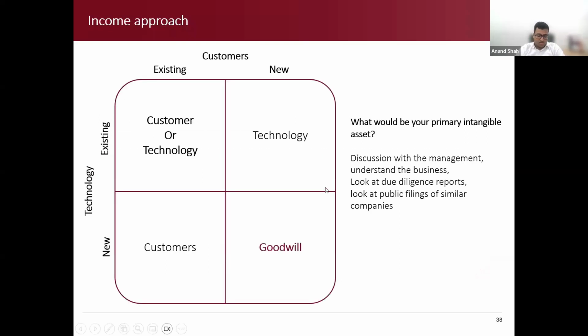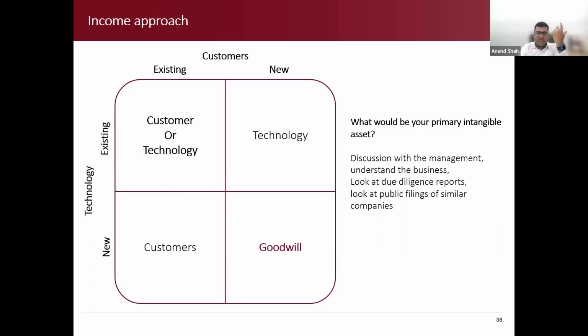Now, the income approach, as I said, is most commonly used, and it's always used to value your primary intangible asset. Now, what's the primary intangible asset? It is the asset which was the driver of the acquisition. So, sit with the management, talk to them: what was the primary reason why the company was bought? Obviously, there'll be certain tangible assets that they have, but there'll also be certain intangibles which made the transaction happen. Sources for getting that information can be management, the due diligence report, and companies which have been in similar transactions: what have they considered as their primary intangibles?